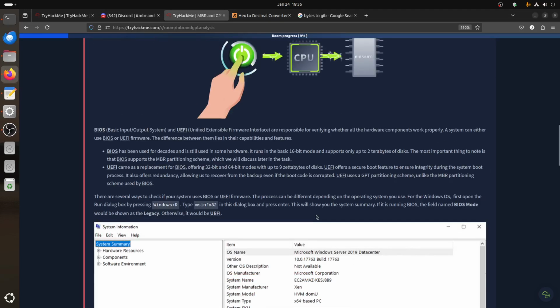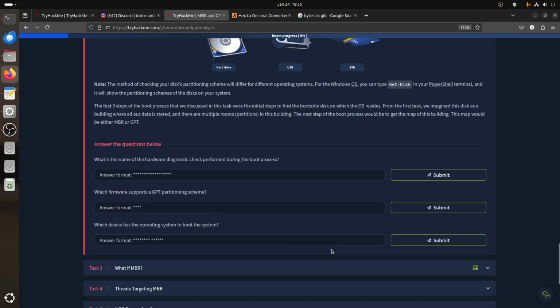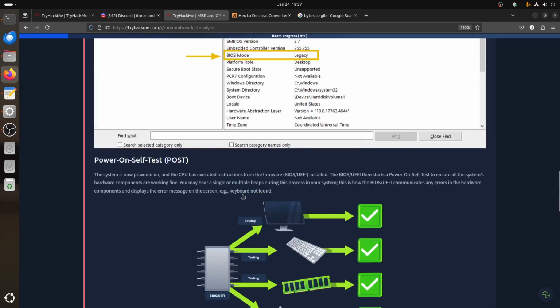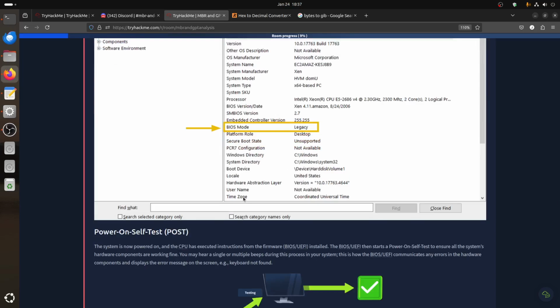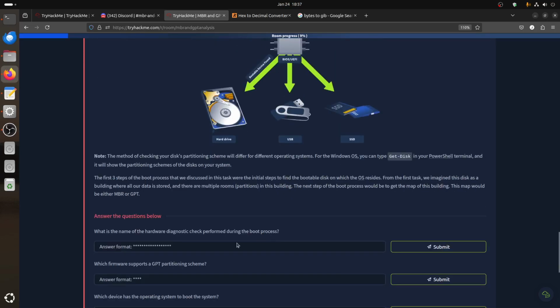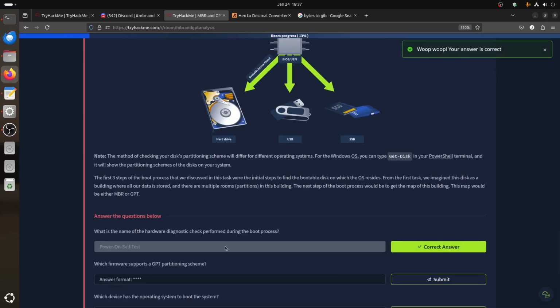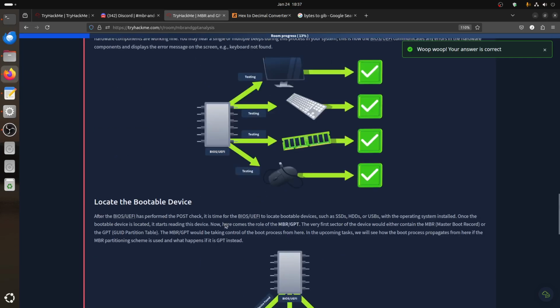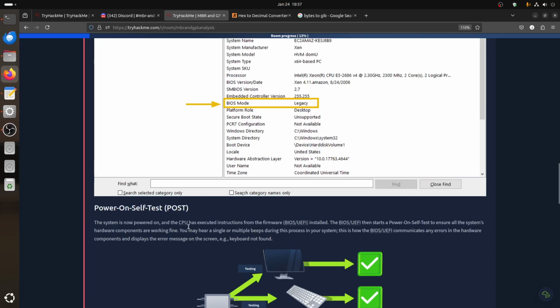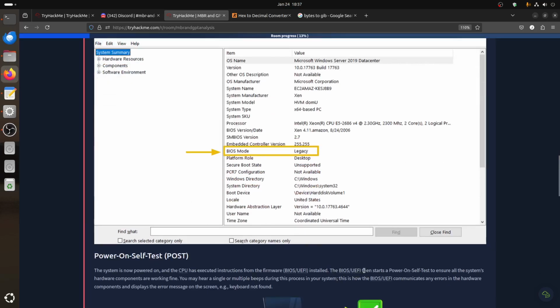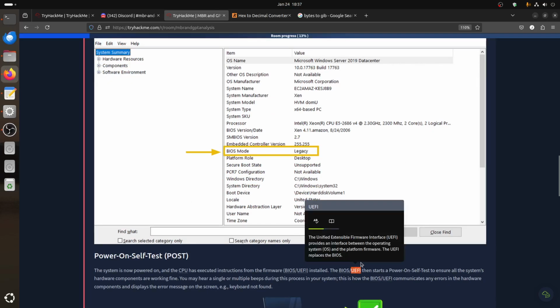So you guys can go through this as I'm doing the labs. I think most of you, if you did CompTIA, you know all of that. What is the name of the hardware check performed during the boot process? When we power on, this is the POST, so we can do that quickly. Which firmware supports the GPT partition? The new one. Where is that, UEFI? This one, the UEFI. I think this one.